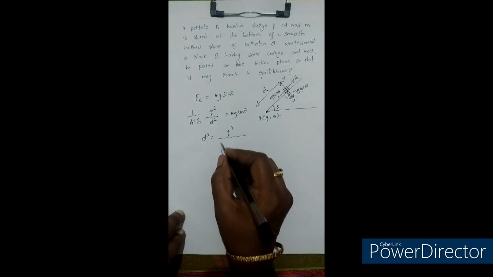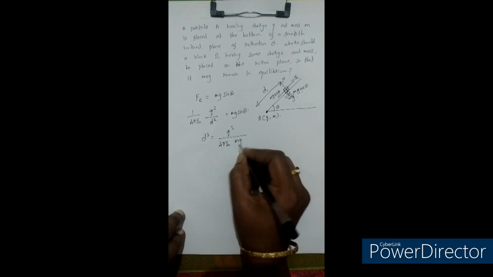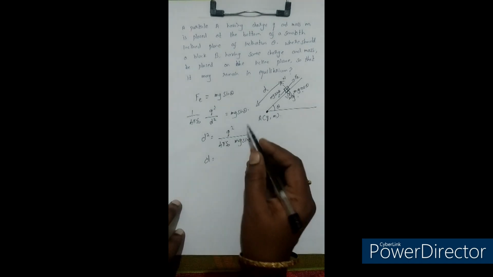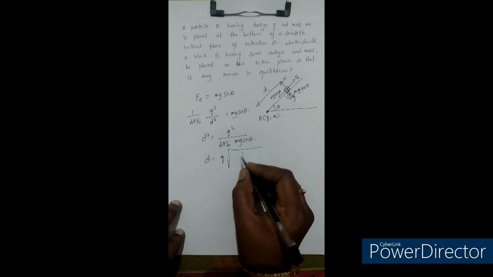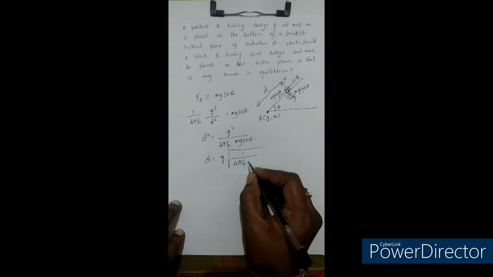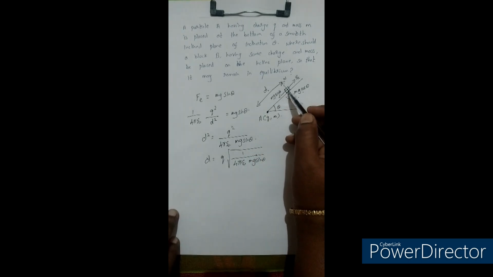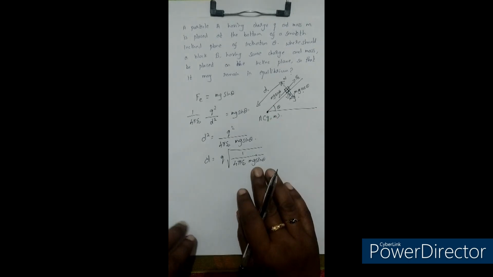So what will I be getting, children? q square, the whole divided by 4 pi epsilon naught, and mg sin theta comes downward to the denominator. So d will be equal to the square root of q square divided by 4 pi epsilon naught mg sin theta, that is, q times the root of 1 divided by 4 pi epsilon naught mg sin theta. This is the distance at which I should place the block B in order for it to remain in equilibrium, without sliding down towards the particle A. Hope you have understood. If you have any doubt, you can ask me in the comment section.